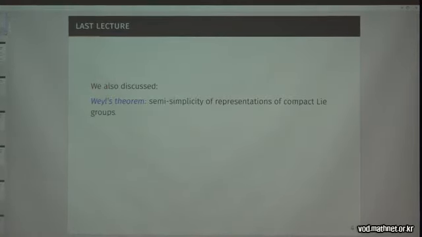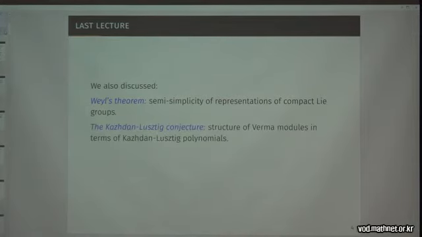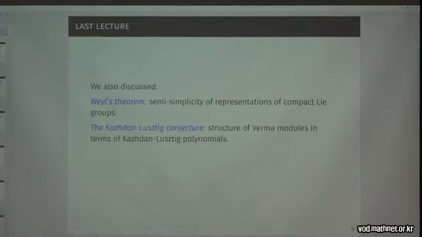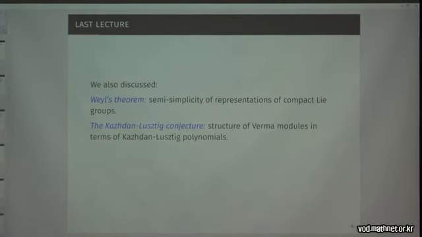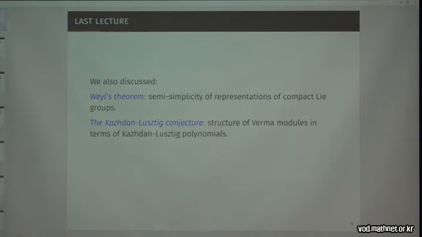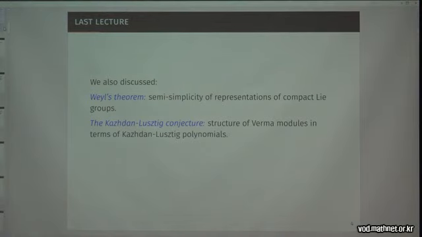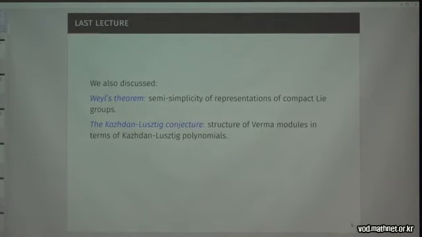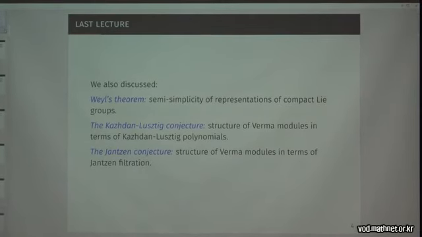What we also discussed is Weil's theorem, the semi-simplicity of representations of compact Lie groups. We discussed the Kazhdan-Lusztig conjecture. We have these Verma modules, which are infinite dimensional representations. I described how their structure, the simple representations that occur inside them, is rather complicated, but that it's given by Kazhdan-Lusztig polynomials. These Kazhdan-Lusztig polynomials are certain inductively defined polynomials. And I also explained the Jantzen conjecture.